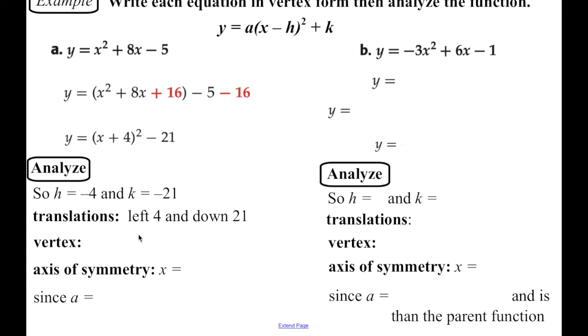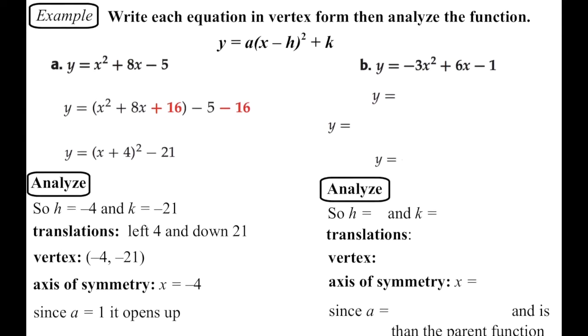Our vertex is negative 4, negative 21. The axis of symmetry is x equals negative 4. And a is equal to 1, so we know that this opens up. And so if we wanted to, we could go ahead and do a sketch of that.